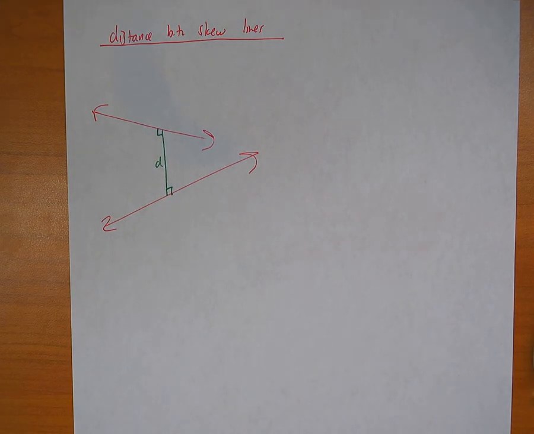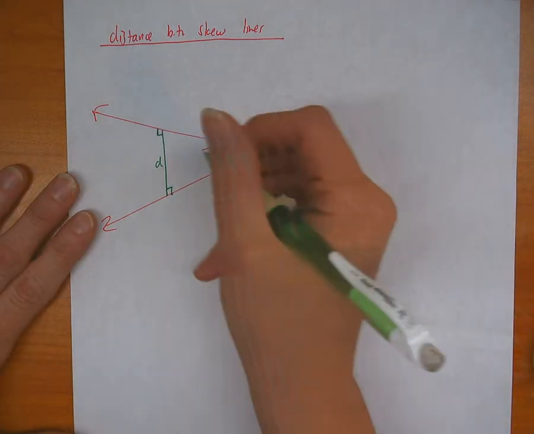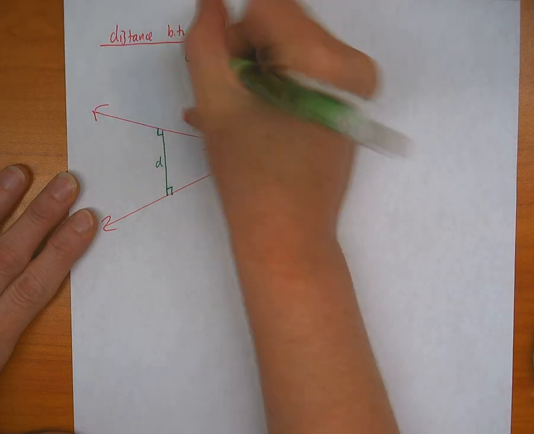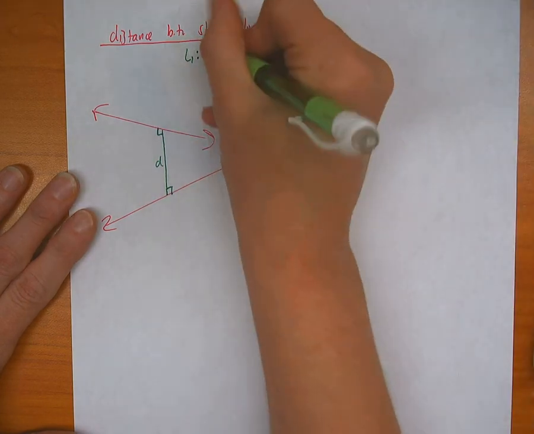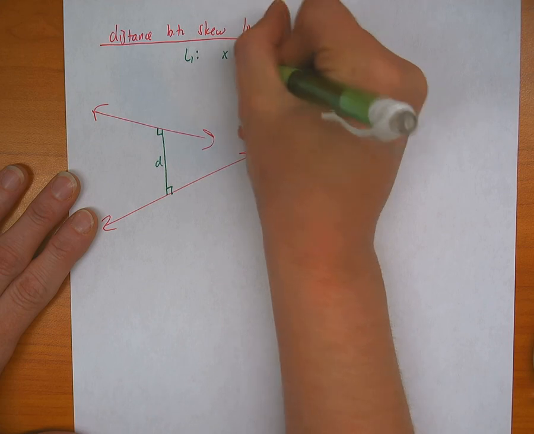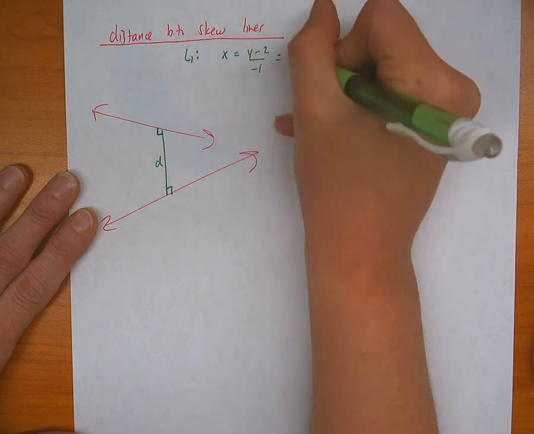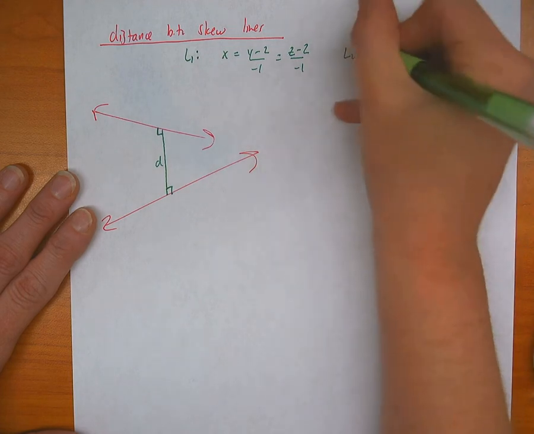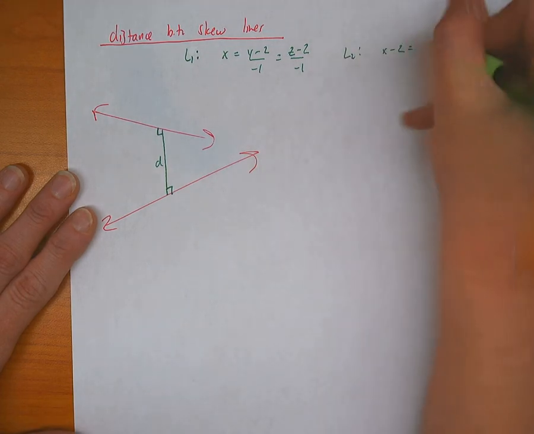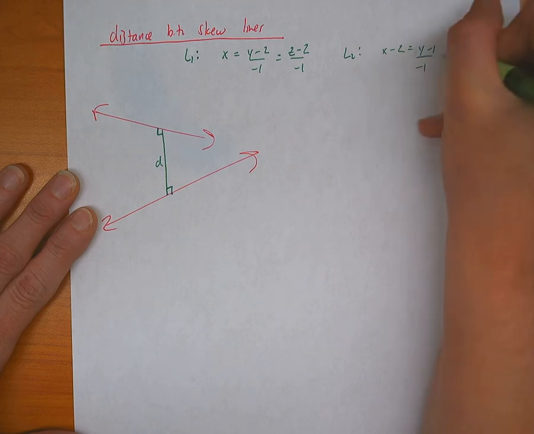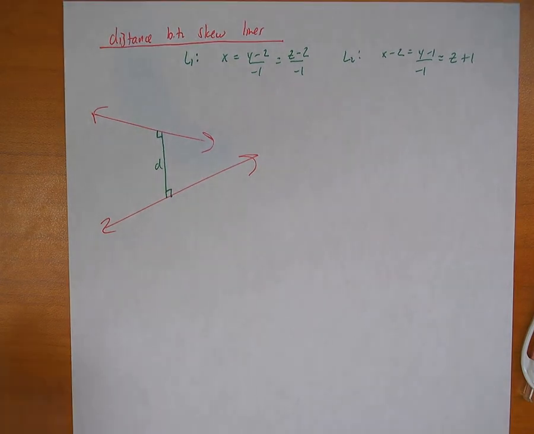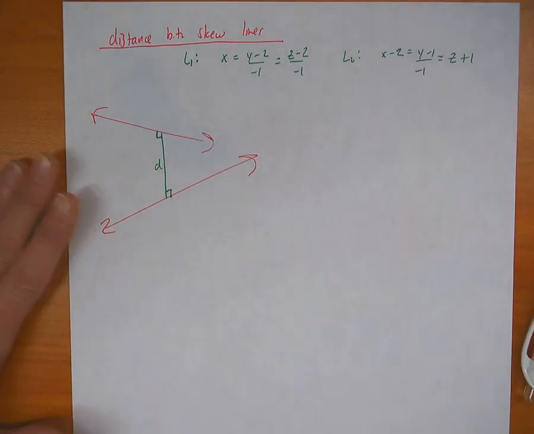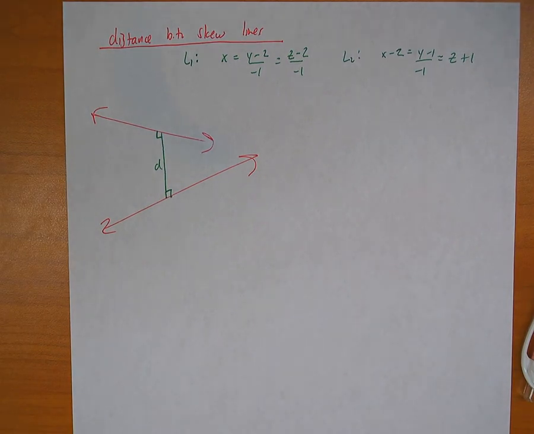Okay, so what we're going to do, let's come up with two lines first. So let's say we have line 1. Line 1, let's say that it is x equals (y minus 2) over negative 1 equals (z minus 2) over negative 1. And let's say that line 2 is x minus 2 equals (y minus 1) over negative 1 equals z plus 1. So these are the two lines that are skew, and they do not intersect, and we're going to figure out what the smallest distance is between them.